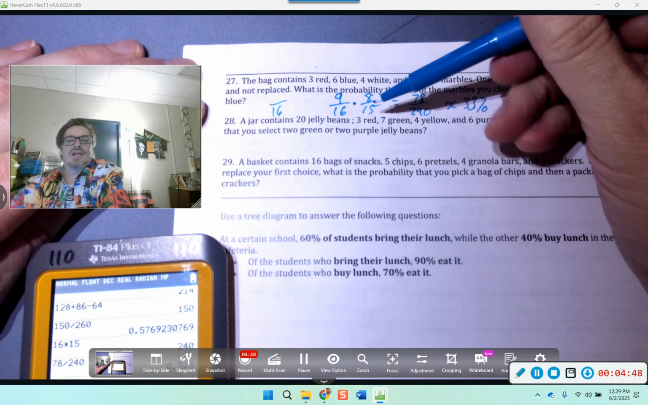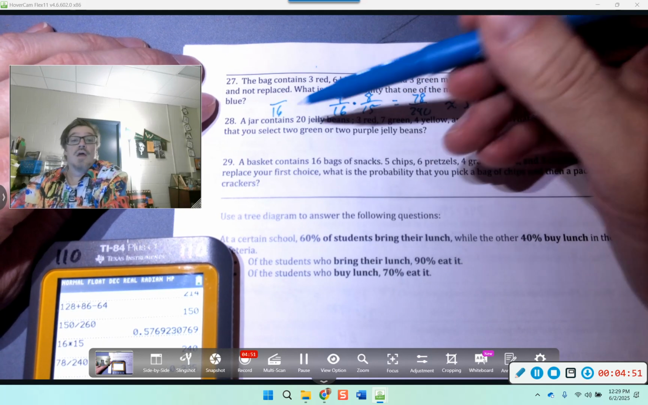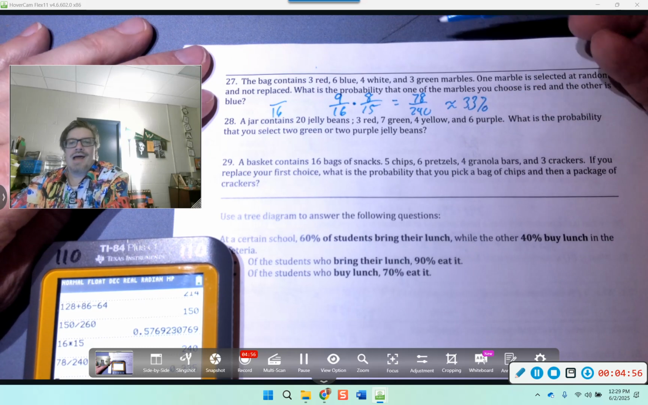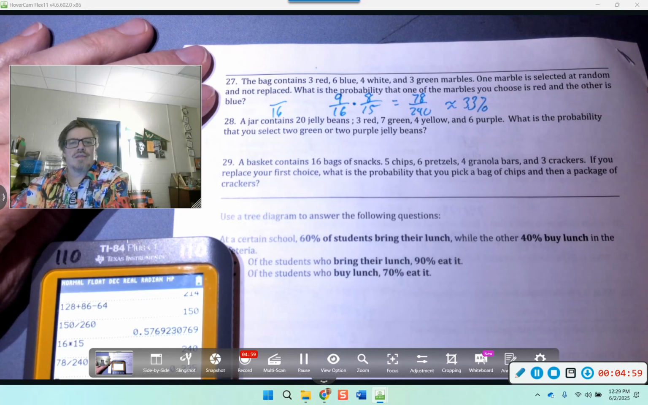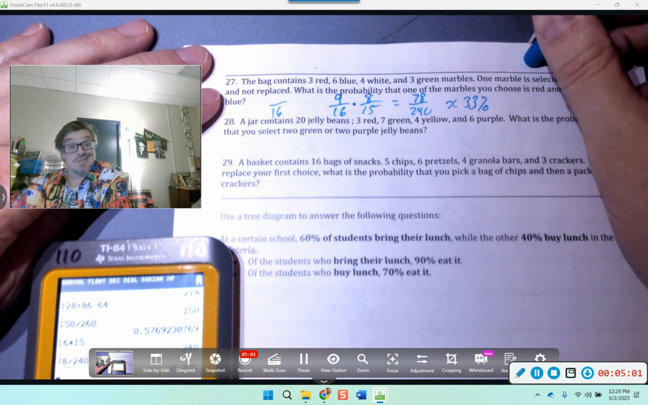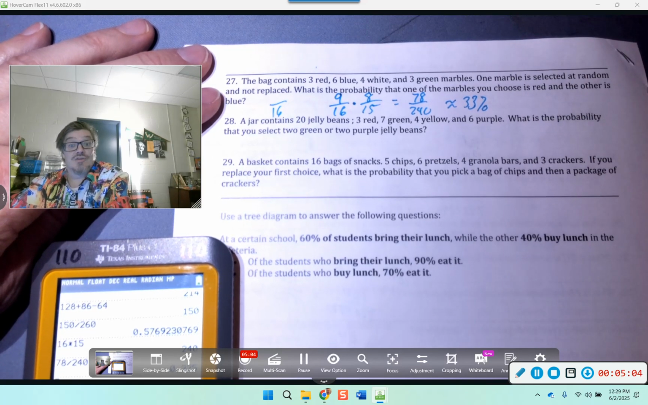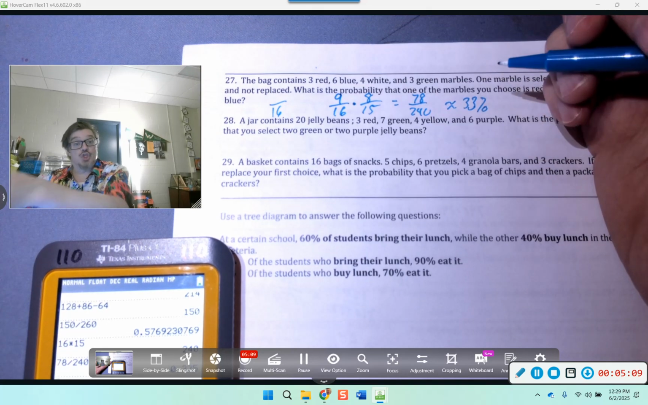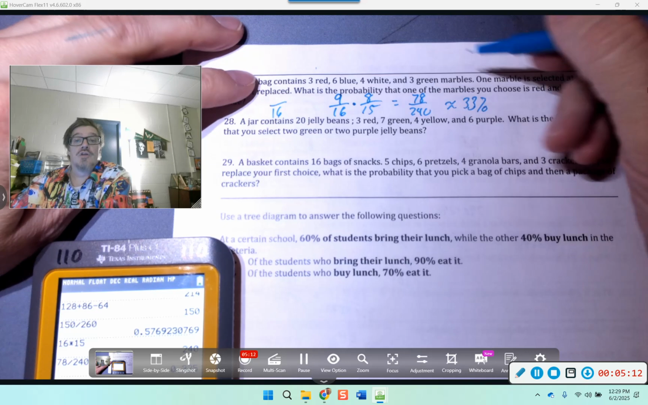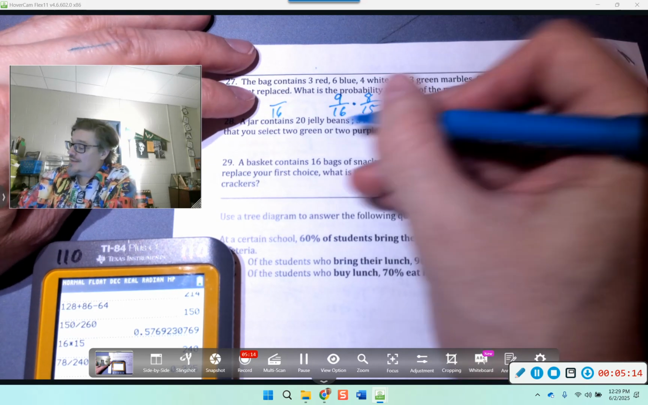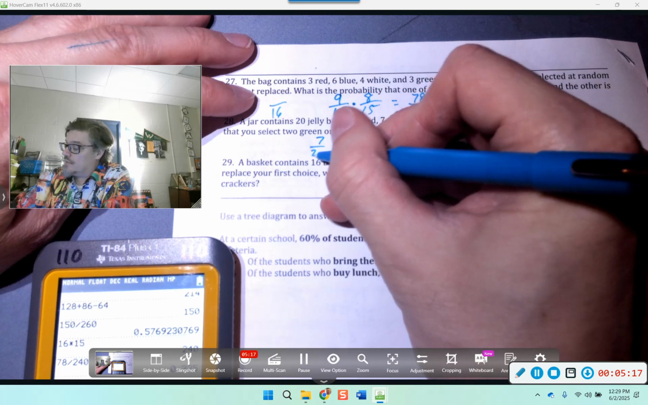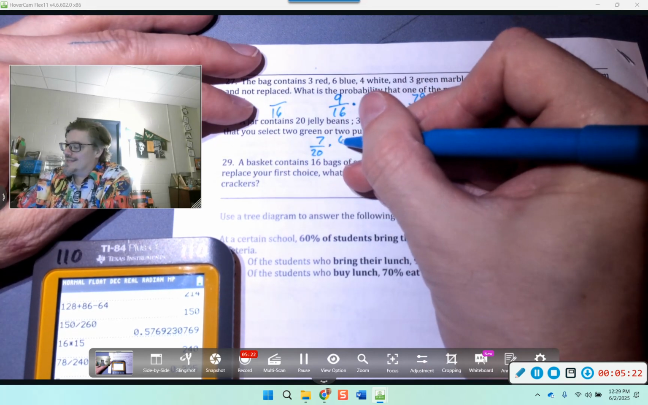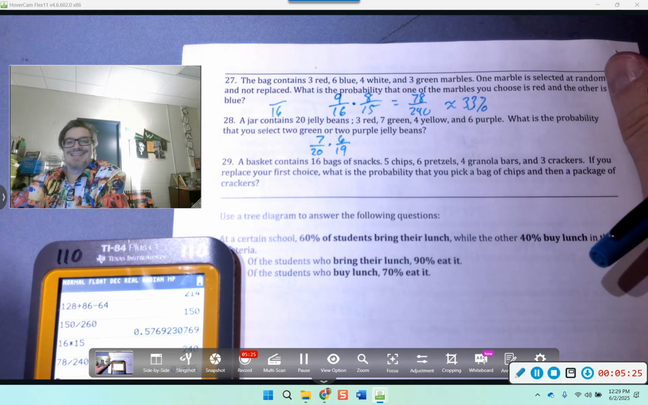A jar contains 20 jelly beans, all divided into 4 colors. What is the probability that you select 2 green or 2 purple? Now, it doesn't say whether or not they're going to be replaced, so it is assumed that you will not replace it because you're going to select just 2 green. Let's get the first event, 2 green. First one would be 7 out of 20. Then you select the next one, which would be 6 out of 19. Now that's selecting the 2 green.